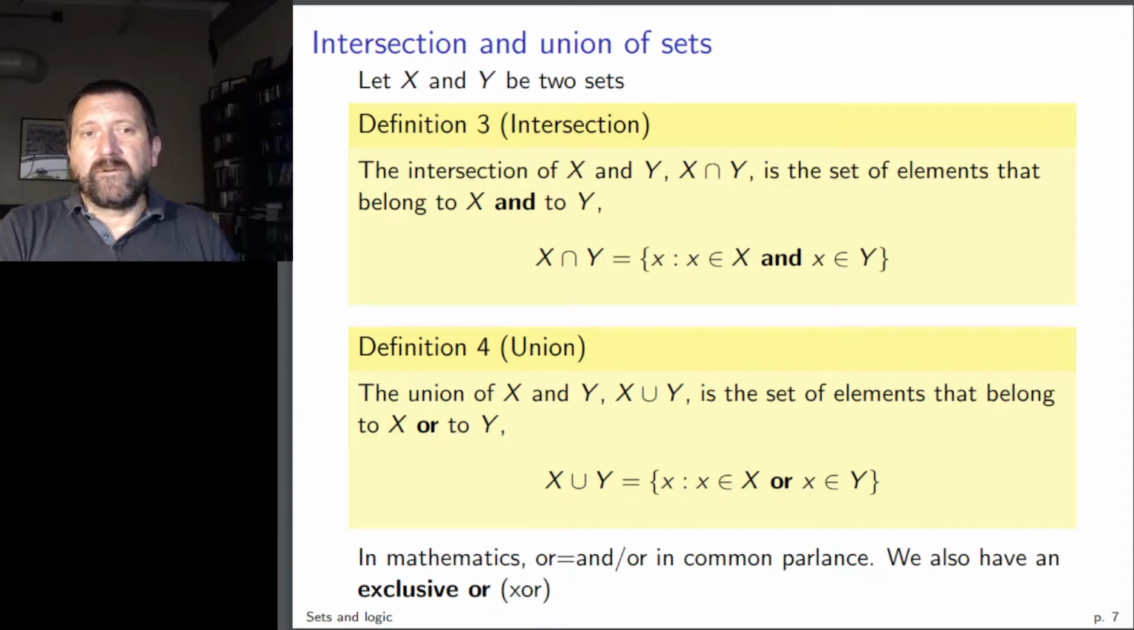Whereas the union of two sets is the set of elements that belong to one or the other of the sets. And I will make it very clear that in mathematics, when we talk about OR, we mean and/or in common parlance. So what we mean when I say the union, little x belongs to X or it belongs to Y, it can be in X, it can be in Y, or it can be in the intersection of X and Y. Okay.